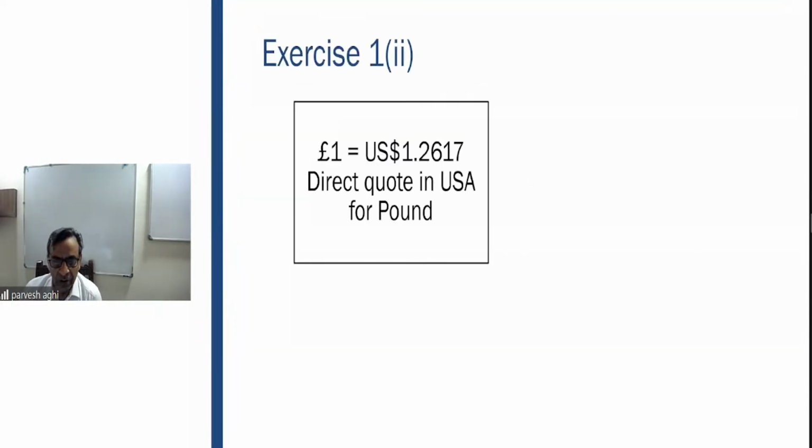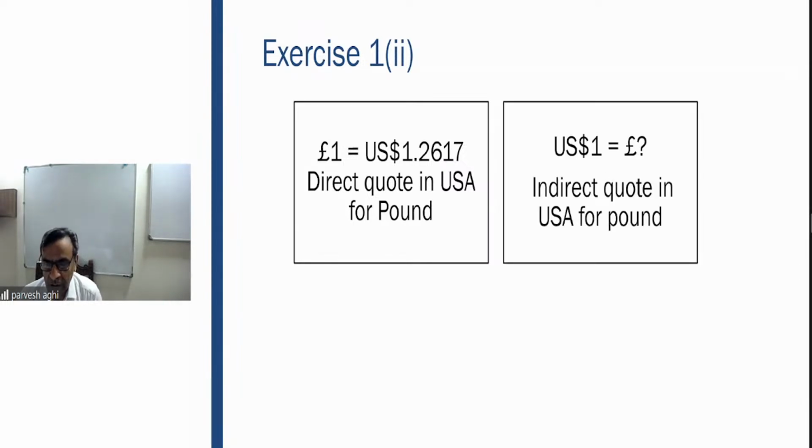Now let's take another question. Suppose 1 pound is equal to so many dollars. Which means this is a direct quote of which country? The US, because on the right-hand side, the US dollar is appearing. So if a person in the US wants to buy 1 pound, he has to pay 1.26. Now we want to calculate the indirect quote, what is the price of $1 in terms of pounds. Please answer it. I think all have done well. Just find out the price of $1 in terms of pounds. You have to do the reciprocal.